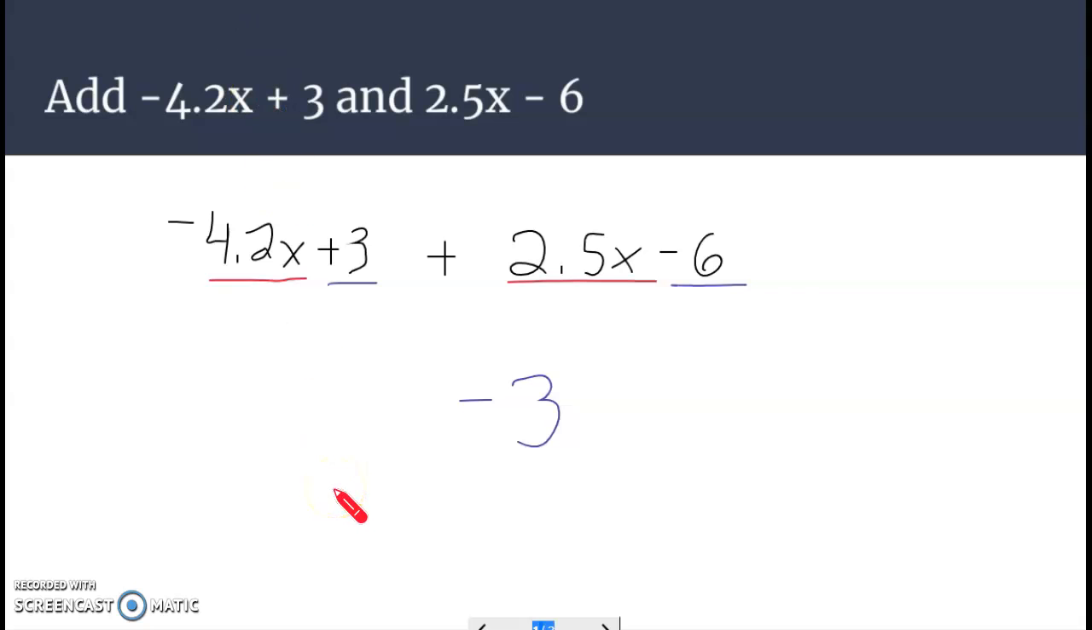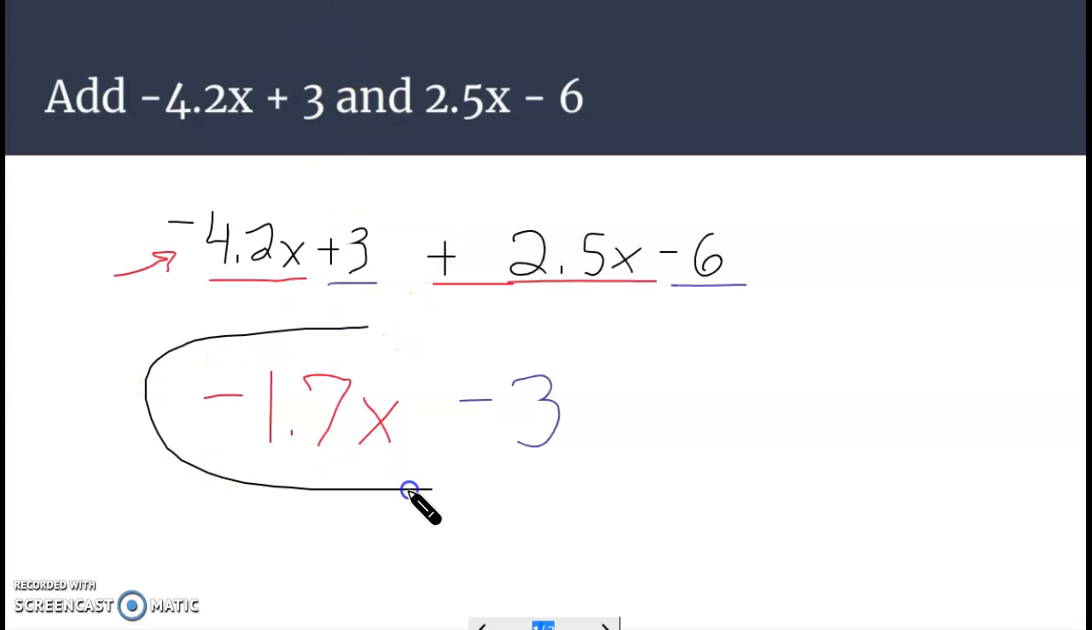For negative 4.2x and 2.5x, notice the signs are different. It's a positive 2.5 and negative 4.2. So we will have a negative 1.7x, and I got that 1.7 by subtracting 4.2 minus 2.5, 1.7. We keep the sign that's with the 4.2 because that number is further from 0. Alright, negative 1.7x minus 3.